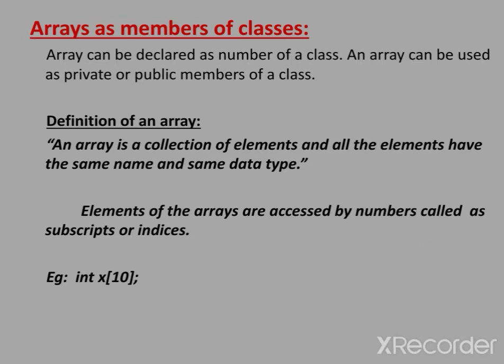An array is a collection of elements, and all the elements have the same name and the same data type. I repeat the definition of an array. It is a collection of elements and all the elements have the same name and the same data type. Elements of the array are accessed by numbers called subscripts or indices. Array elements are stored in continuous locations, and array elements are counted from 0 to n minus 1.